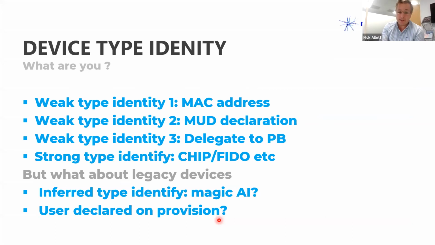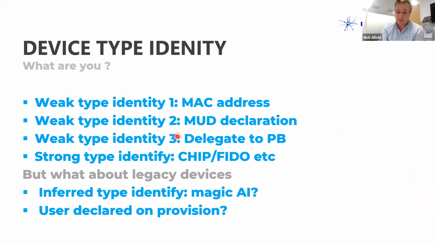You need device type identity. So what is the device I'm talking to? There are various types of this. There's what we call weak type identity, which is based upon MAC address. I'd say MUD, Manufacturer Usage Description, which is an IoTSF spec, does a form of weak type identity. I call it weak because it's spoofable, certainly in its current form. It has the potential to be strengthened, but in its current form, it's weak.